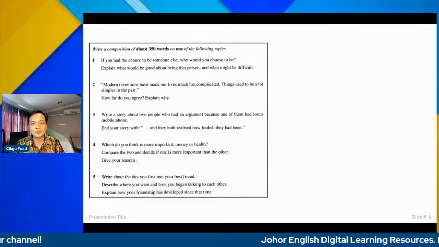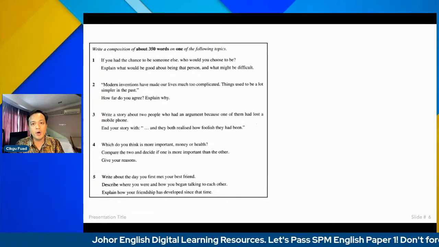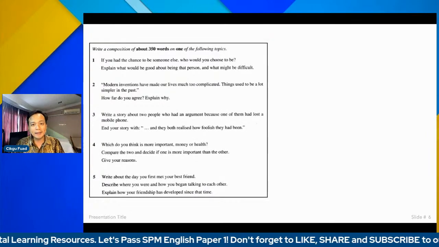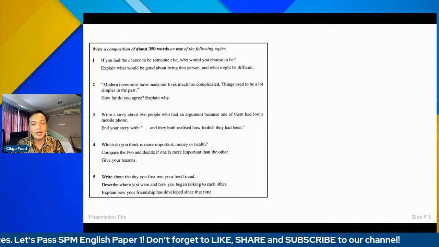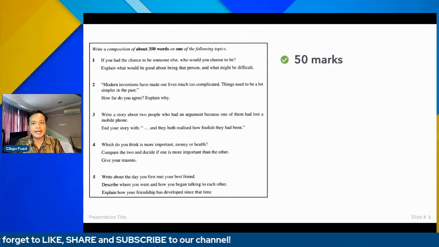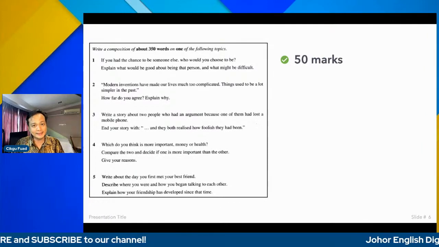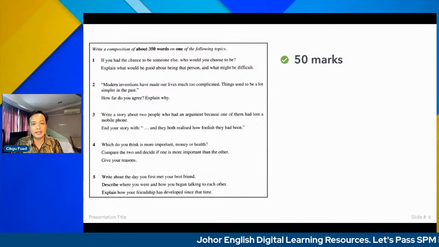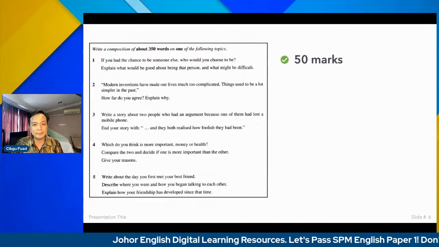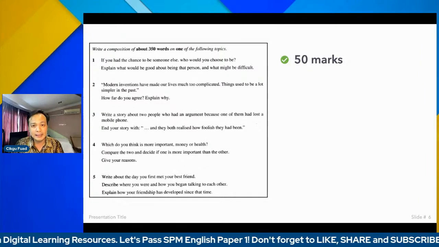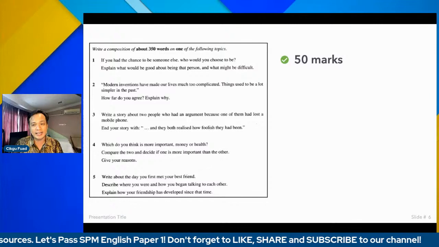Okay, let us move. This is how your question will look like. You have 1, 2, 3, 4, 5 questions. Most students, when they receive this question, will panic. Do not worry, okay? Now, remember that this is a 50-mark question. So it is the largest mark that you have in the English paper. 50 markah, banyak tu. Okay, so how are we going to get at least half of the marks? That we are going to find out.